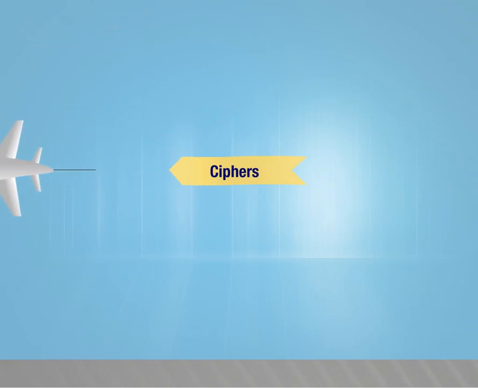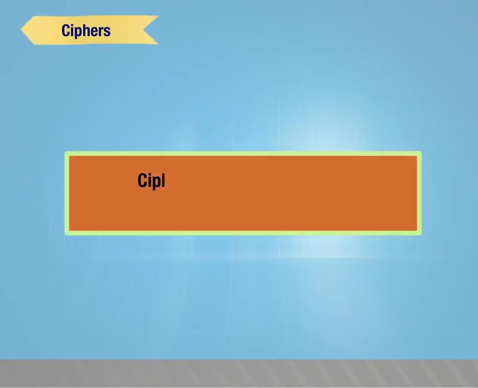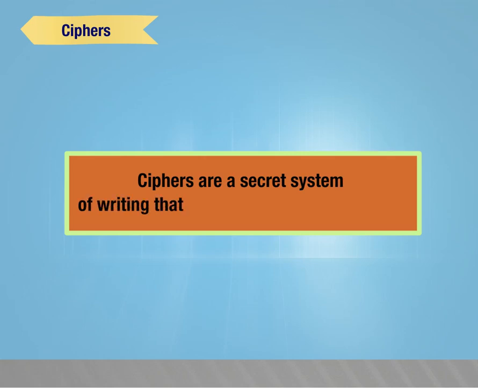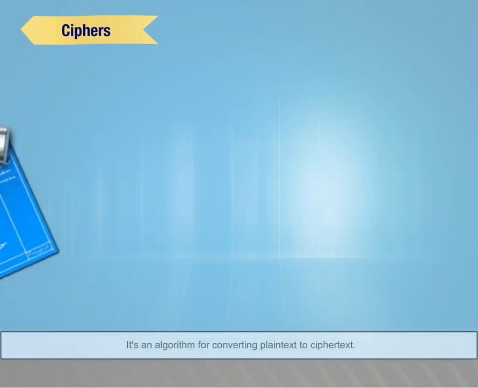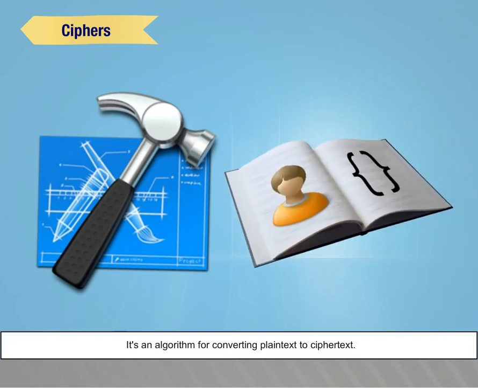Ciphers. Ciphers are a secret system of writing that we use to send messages. A cipher is an algorithm for converting plain text to ciphertext. In the cipher, data has been encrypted.